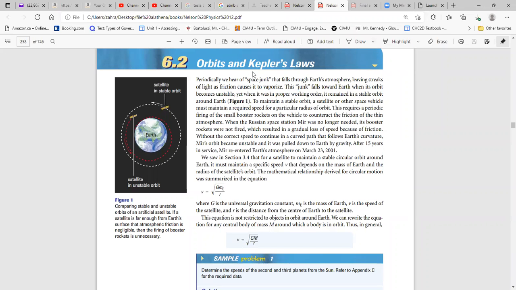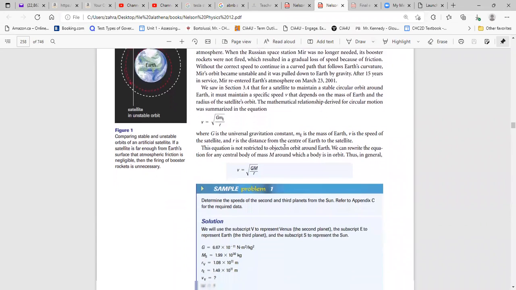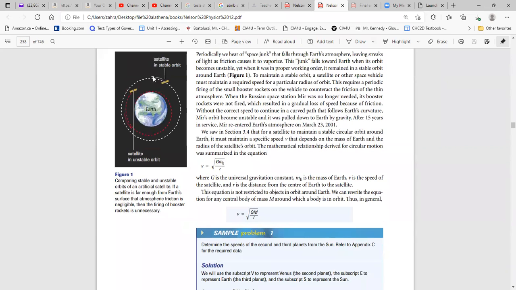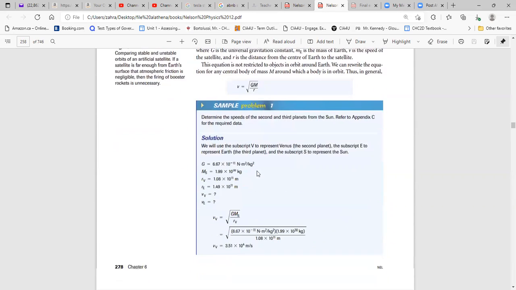This is 6.2, orbits and Kepler's law. From the previous knowledge, we know that if you have a satellite or any object going around Earth, the velocity that the satellite obtains depends on the distance to the center of the Earth, R, and just the mass of the Earth. And that's the relationship: v is the square root of G, the constant, times the mass of the Earth, divided by R, the distance between the satellite and the center of the Earth.